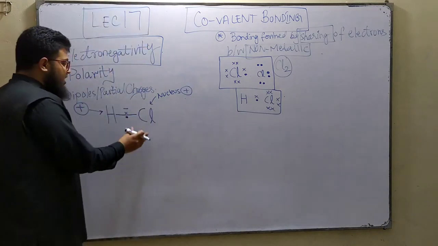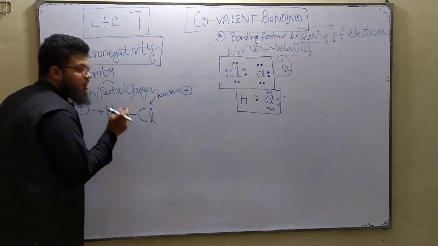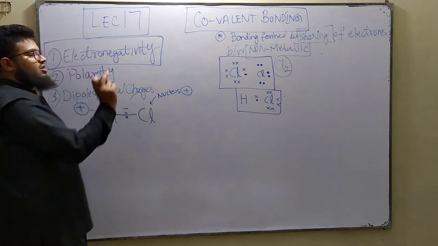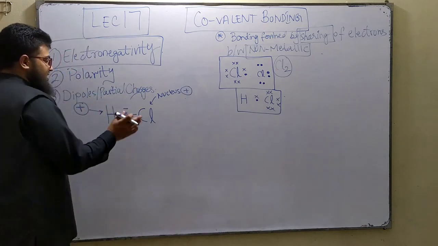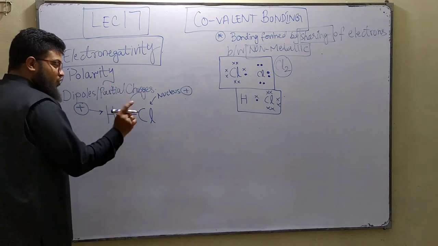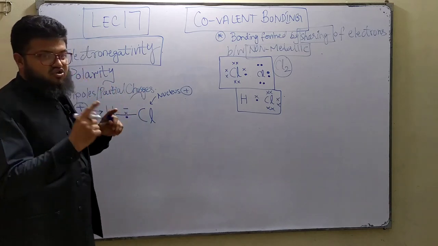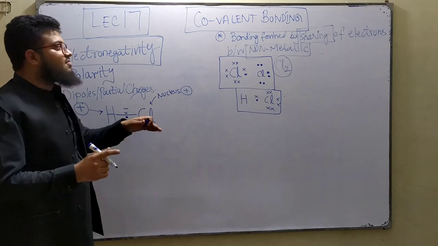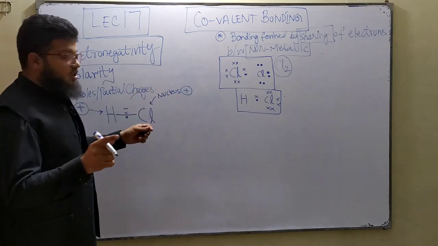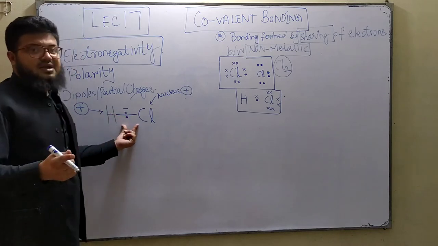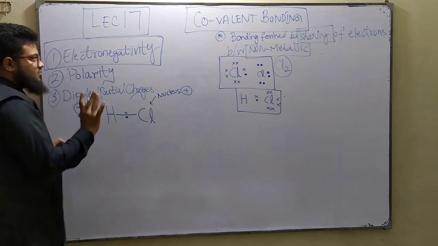So first of all, this relative ability to pull on the bonded pair of electrons is called electronegativity. Clear? This is the definition of electronegativity: the relative ability to pull the bonded pair of electrons towards itself. If we are pulling some free electron, that ability is not electronegativity. The pull on the bonded pairs is your electronegativity. First of all, this was the concept of electronegativity.